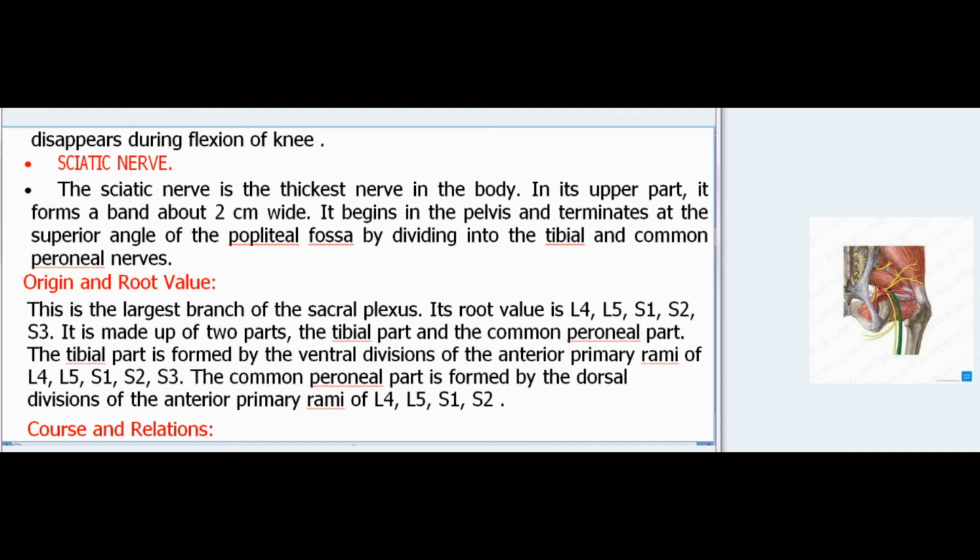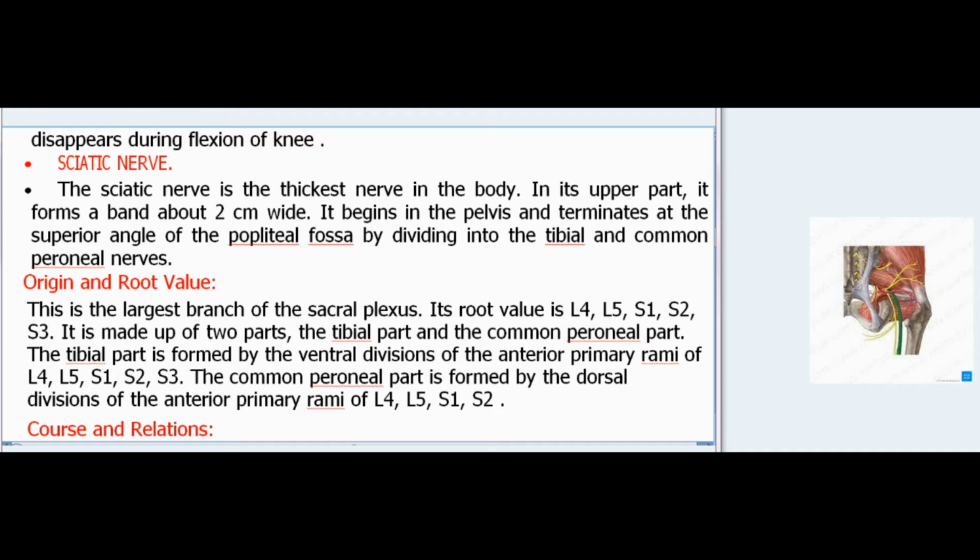Sciatic nerve. The sciatic nerve is the thickest nerve in the body. In its upper part, it forms a band about 2 cm wide. It begins in the pelvis and terminates at the superior angle of the popliteal fossa by dividing into the tibial and common peroneal nerves.